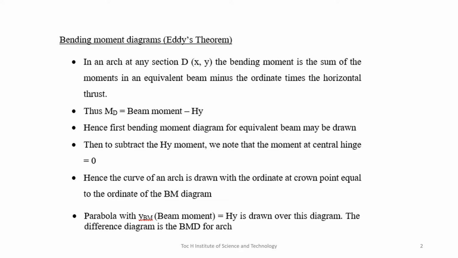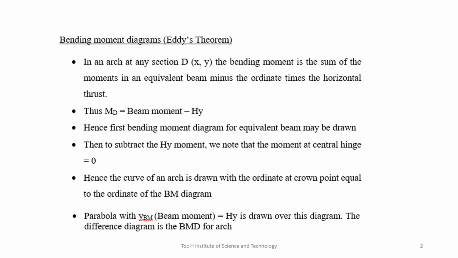If you are given a question to draw the bending moment diagram of the arch, first of all draw the equivalent bending moment diagram of the simply supported beam with the given loadings. After that, draw an arch with ordinates H into y, that is, H is the horizontal thrust and y is the ordinate. That diagram should be drawn above the equivalent bending moment diagram of the simply supported beam, so that the overlapping portion will be the bending moment diagram of the arch, that is beam moment minus H into y.